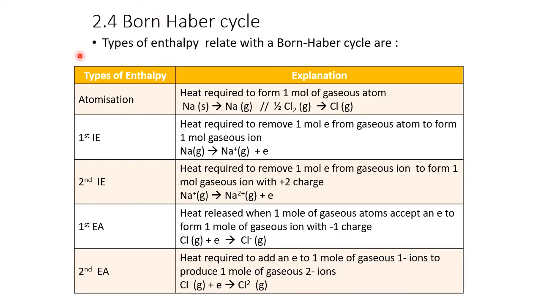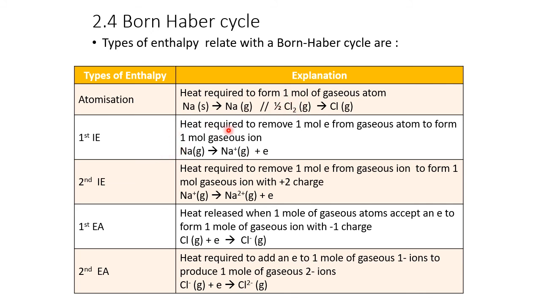You must know the types of enthalpy related to a Born-Haber cycle. So for example, it starts from atomization, meaning from the element, okay, change to gas atom. Okay, this one is also the same, from molecule, change to gas atom.